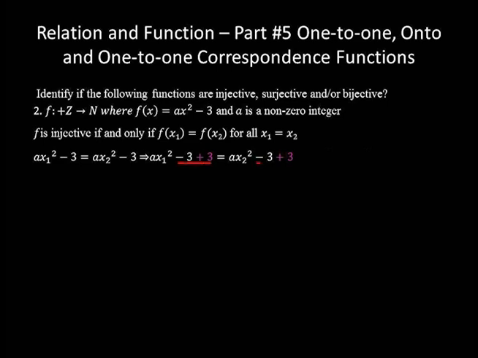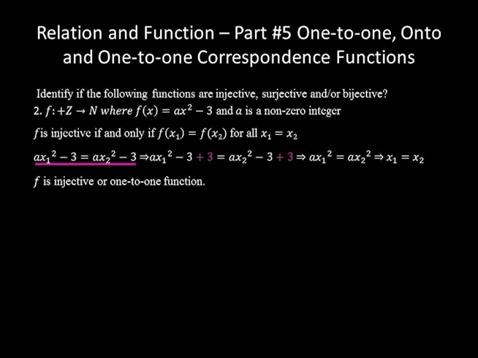Minus 3 plus 3 gives us 0. So we are left with ax1 squared equals ax2 squared. Letter a cancels out with letter a. Thus x1 squared equals x2 squared. Taking the square root of both sides gives us x1 equals x2. f is injective, or a one-to-one function, because we started with the assumption f of x1 equals f of x2 and we proved that x1 equals x2.